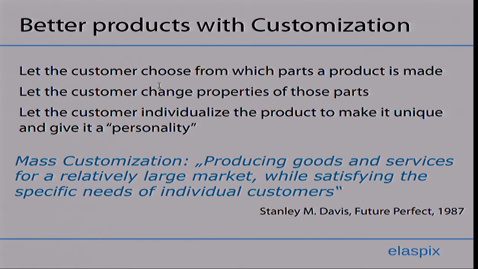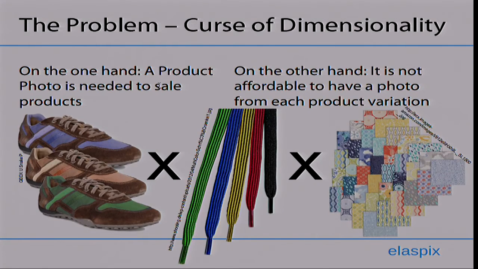And in general, this is called mass customization, which is simply producing goods for a large market while satisfying the specific needs of individual customers. So now we come to the problem that we can solve for our customers. And the problem is, in order to sell something online, you have to prepare and provide an image or a product photo.